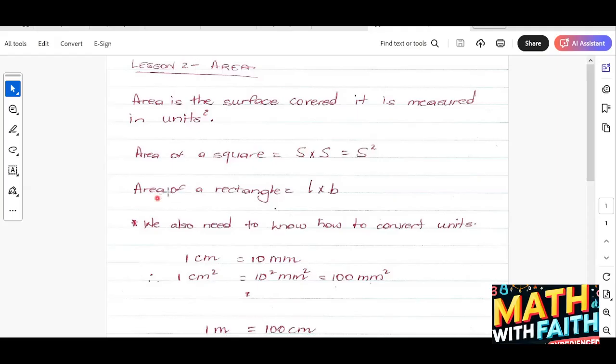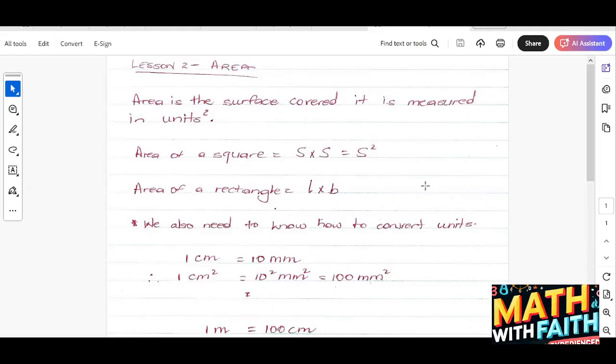However, the sides of a rectangle are different. So it will be length by breadth. Usually two distances multiplied by each other would give you the area, or the surface covered, right? It's of a 2D shape.